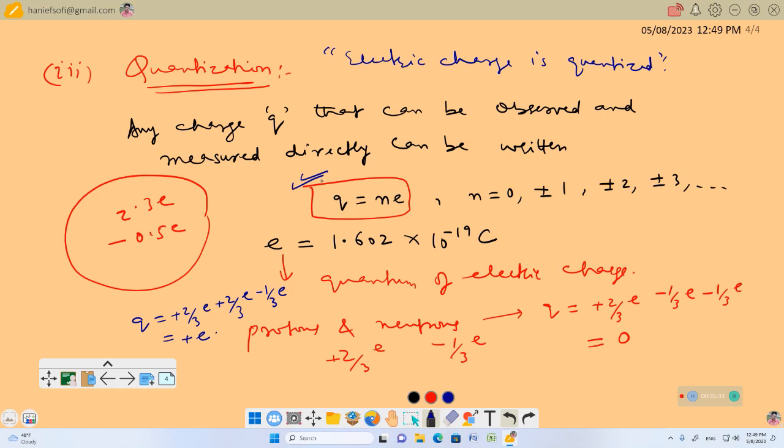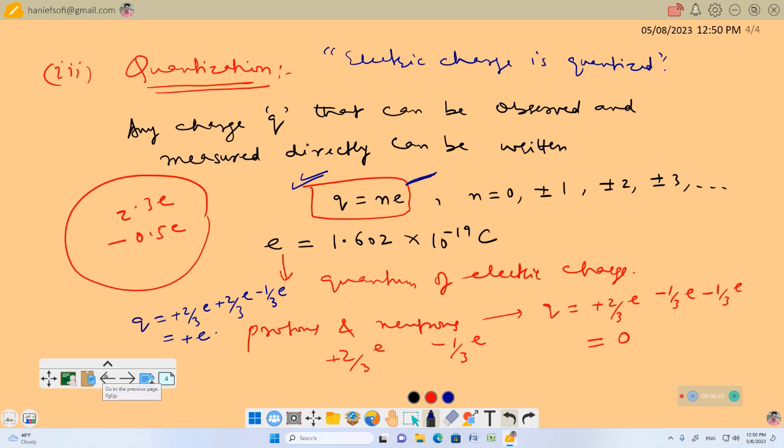Now, even if we isolate quarks in future from these elementary particles, protons and neutrons, still there is no issue. Then we have to change this equation. At that time, our quantum of charge will become 1 by 3, because 2 by 3 can be written as an integral multiple of 1 by 3. All higher charges can then be written as integral multiples of 1 by 3. So we will have to change this equation. The quantum of charge will become smaller. So there is no issue. So these are the properties of the electric charge.